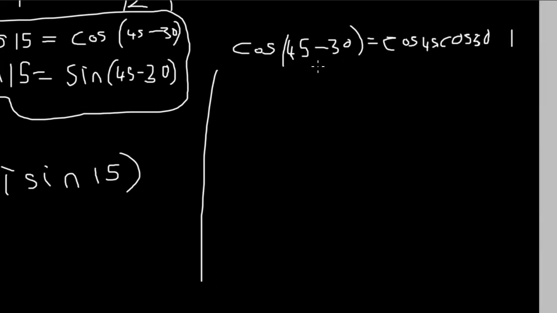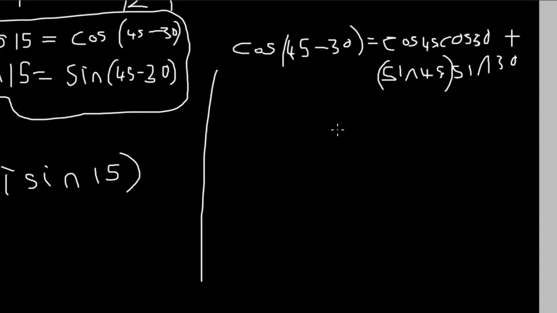plus, if there's a minus here for cos, it will be different, but it is plus sine 45 then sine 30. Let me just put one in brackets like that. Cos 45 cos 30 plus sine 45 sine 30.